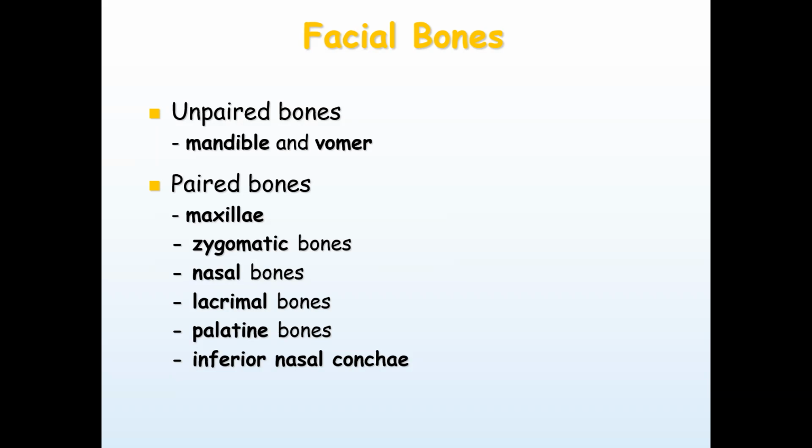Lacrimal bones are associated with your tear ducts, so you got two of those too. You have palatine bones, right? So remember palatine tonsils. You have two of those, so it makes sense. You have two bones for it, right? And of course, you also have our nasal conchae, which we looked at in A&P last semester, right?